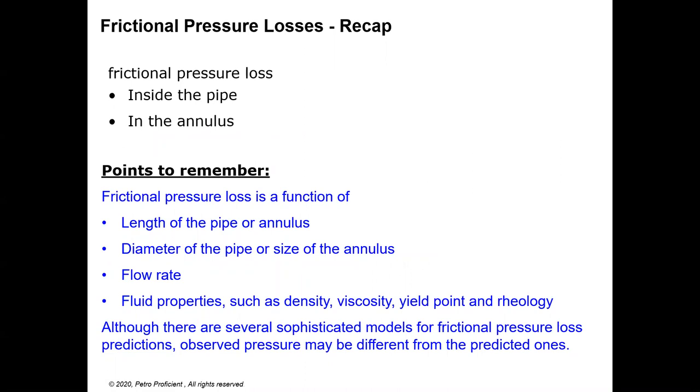Now, some of the main points to remember: friction pressure loss is a function of the length of the pipe or annulus, the diameter of the pipe, the size of the annulus, flow rate, and fluid properties such as density, viscosity, yield point, and rheology. These are some of the points you need to keep in mind. These are parameters that the mud engineer keeps checking all the time.